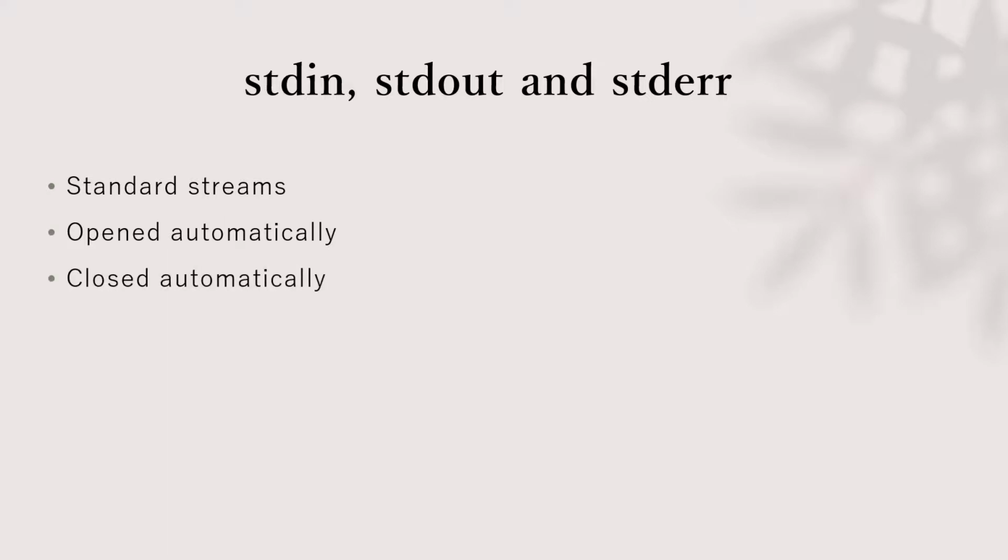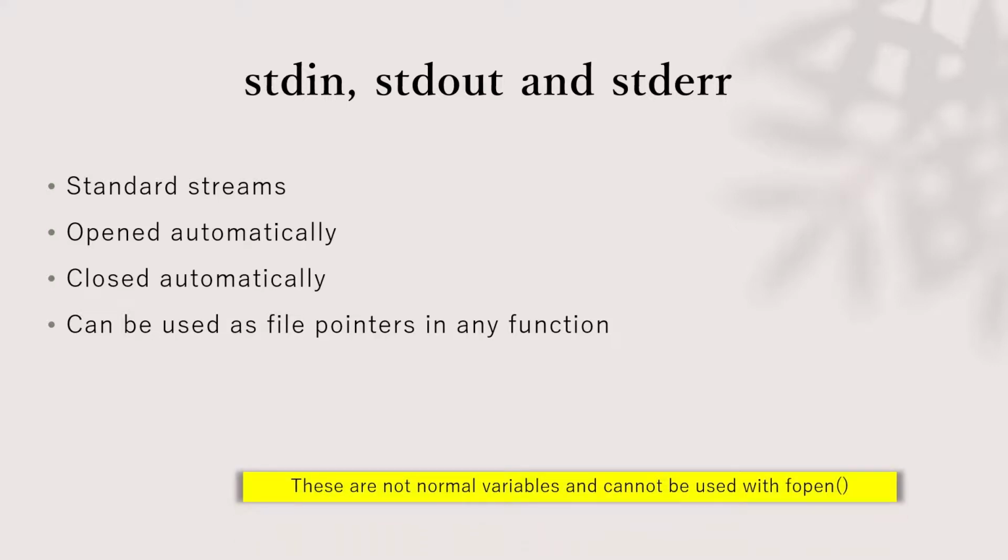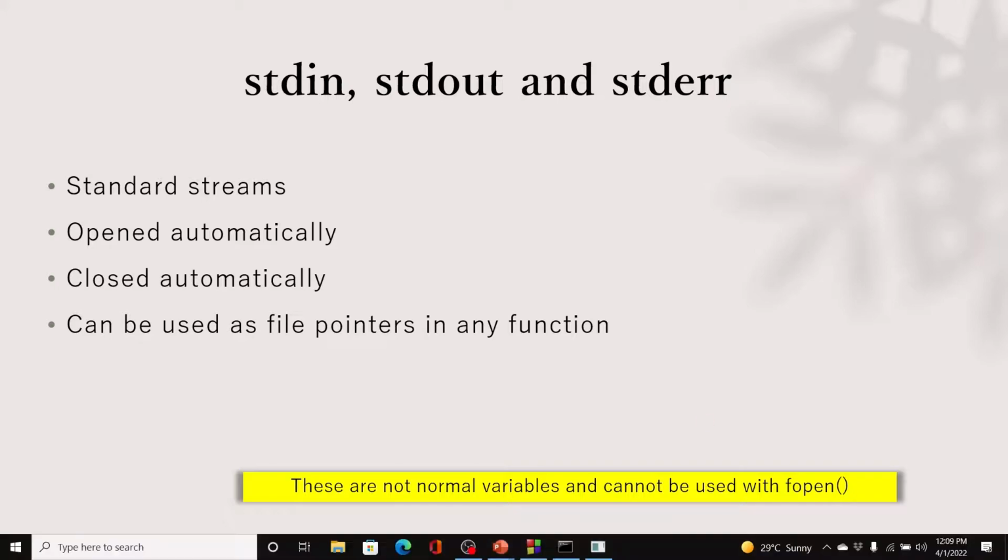stdin, stdout, and stderr all are streams, right? So these are standard streams. They're opened automatically, closed automatically. They can be used as file pointers in any function, but of course these are not normal variables and cannot be used with fopen. So we cannot really open them and close them. That's all done automatically. Now, just to give you an example of both of these, fscanf, fprintf, and standard streams, just going to write some short code here. You need not write this code.